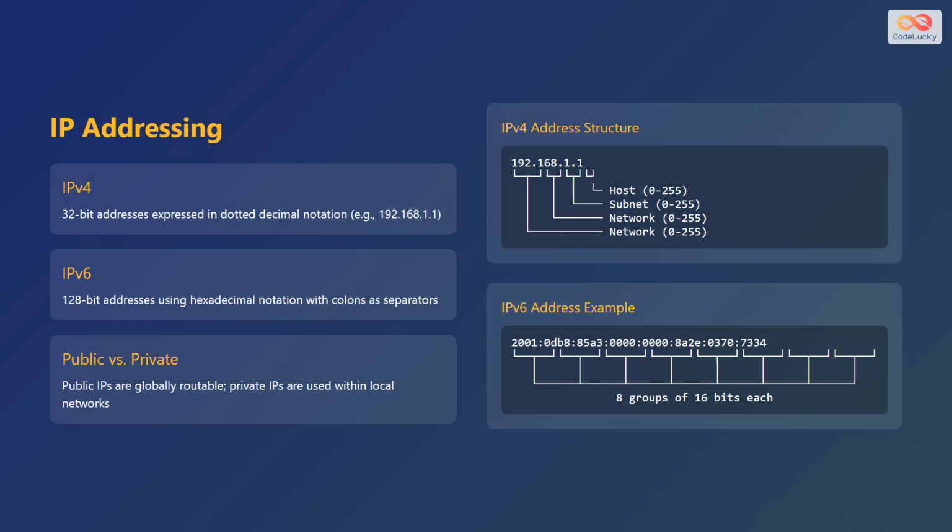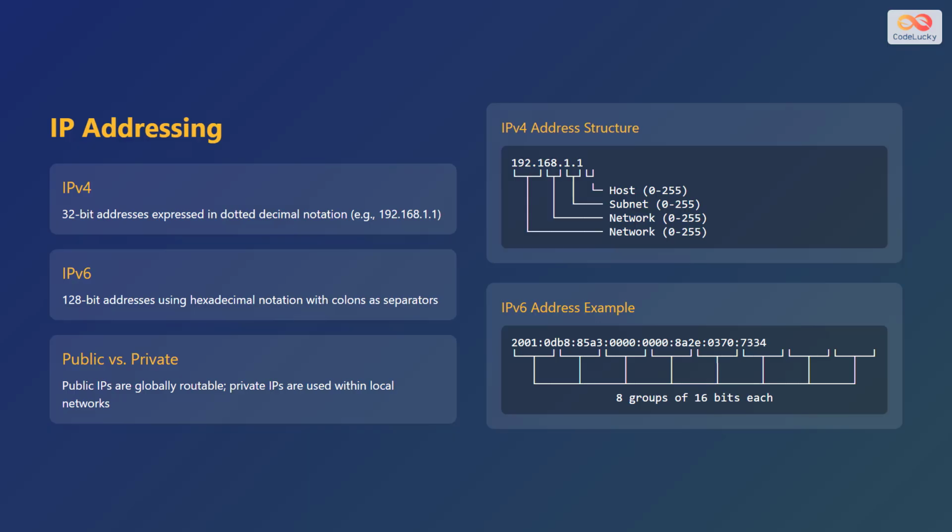Internet Protocol addressing is a fundamental concept within the network layer. There are mainly two versions of Internet Protocol addresses: Internet Protocol version 4, also called IPv4, which uses 32-bit addresses expressed in dotted decimal notation, such as 192.168.1.1, and Internet Protocol version 6 or IPv6, which uses 128-bit addresses using hexadecimal notation with colons as separators.